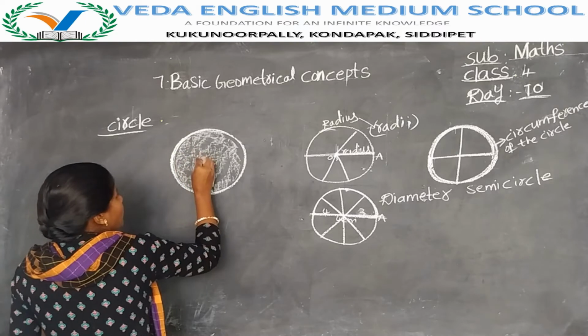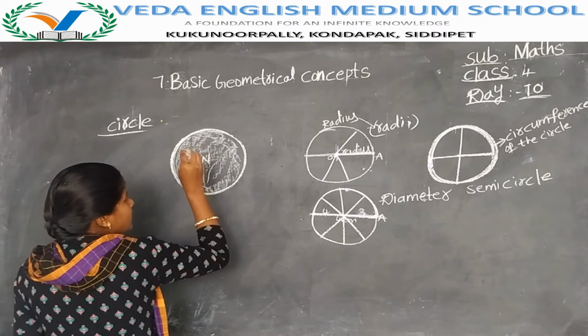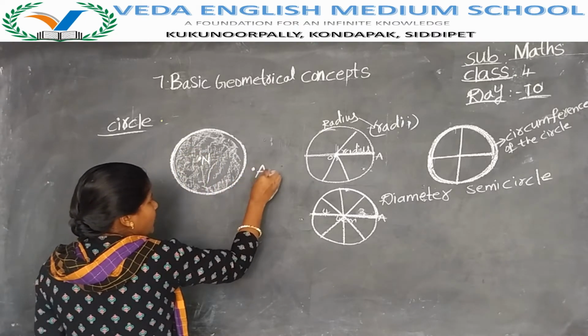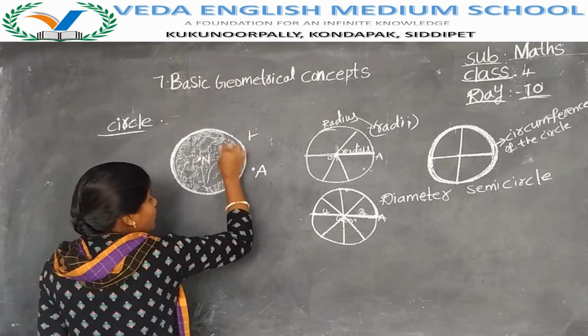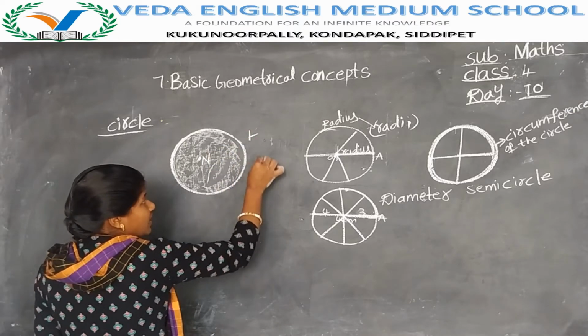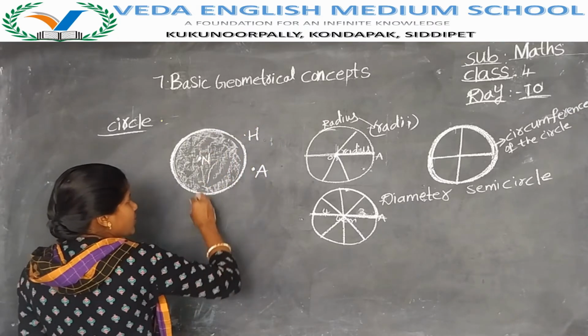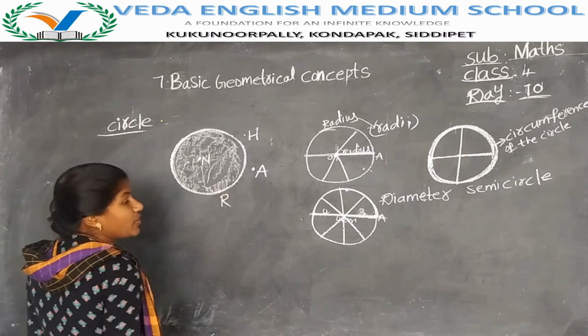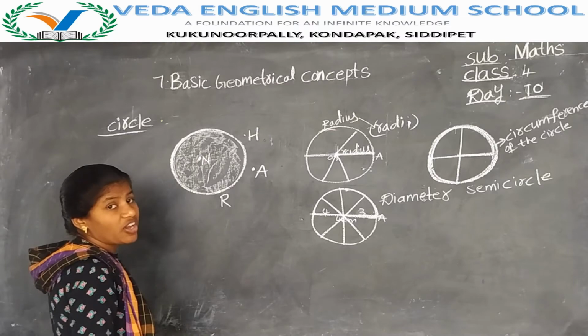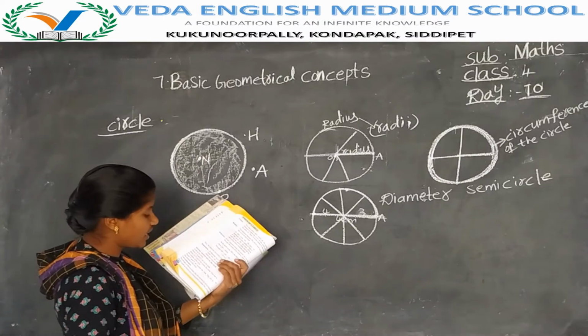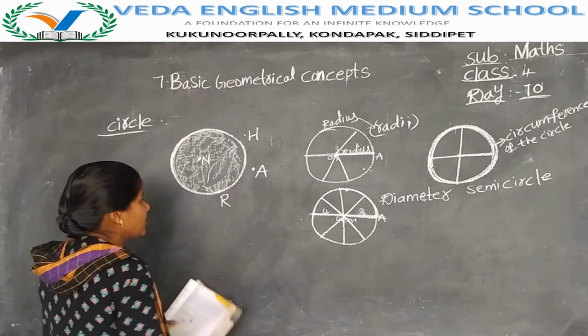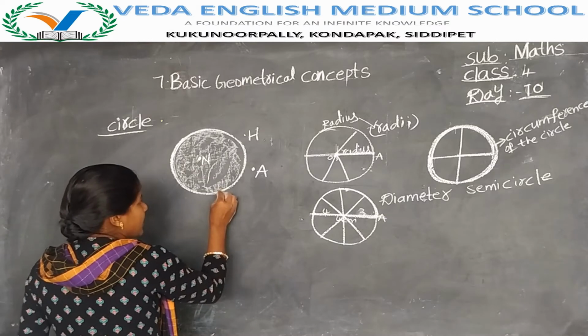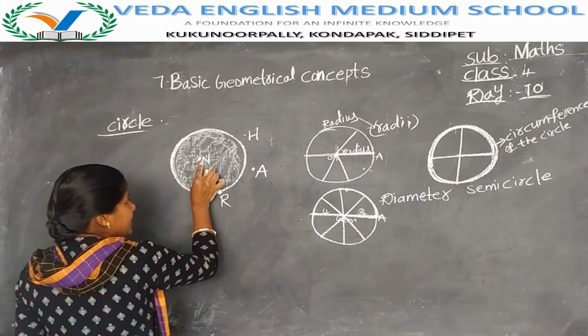Now here point N, interior of the circle. Point A, interior of the circle. Point A, exterior of the circle. Point H, exterior of the circle. Then point R, boundary of the circle, otherwise on the line, circumference of the circle. Point R is on the circle, point N is interior of the circle.